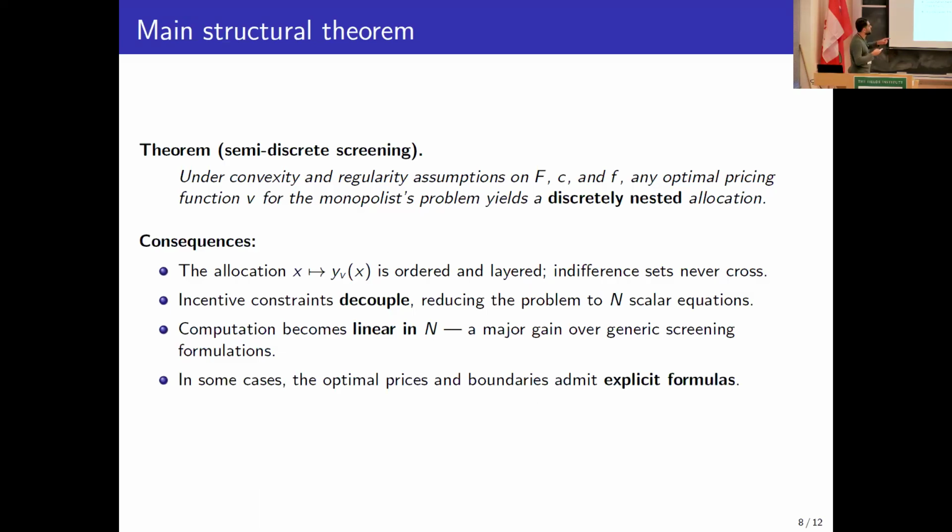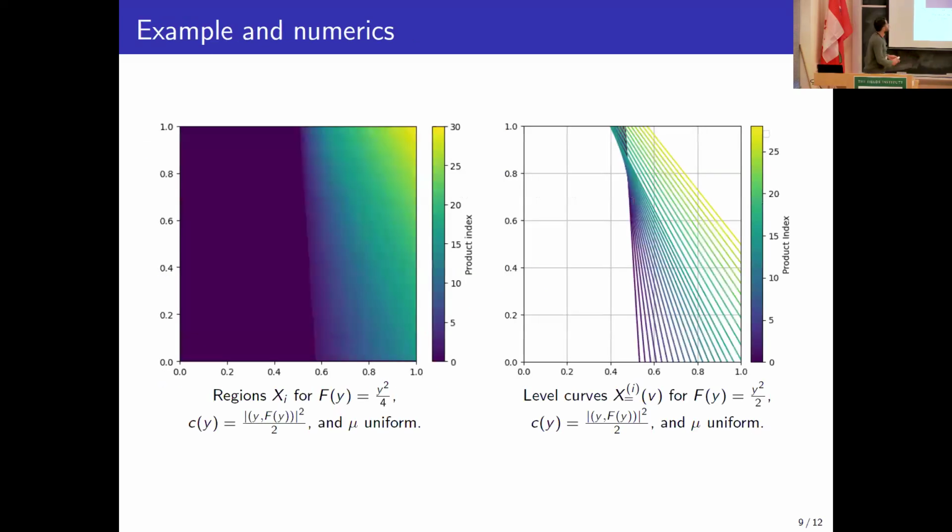Capital F is going to be the curve, and we're taking points over that curve. Small f is the density for mu. Okay, so in this case, it's nested. This is the explicit solution. You can see that the boundary does not intersect with other boundaries.